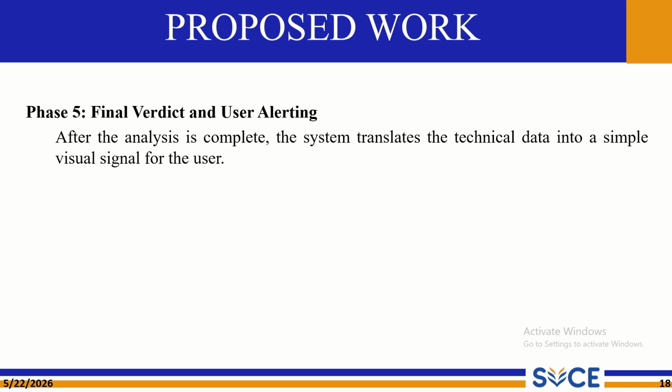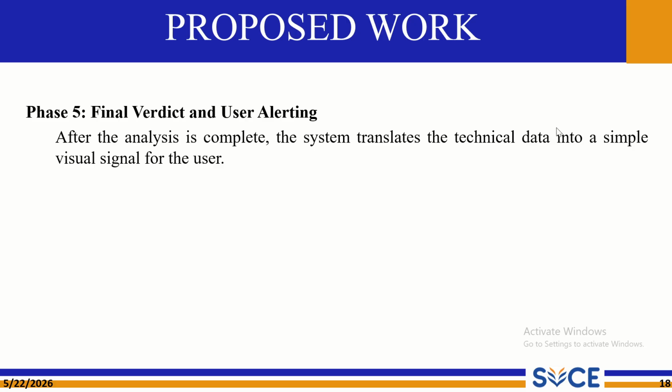The final verdict: after analysis, the system provides a simple visual alert to the user. Safe URLs show a green indication, and suspicious URLs show warning alerts. This helps users avoid interacting with malicious websites before opening them.